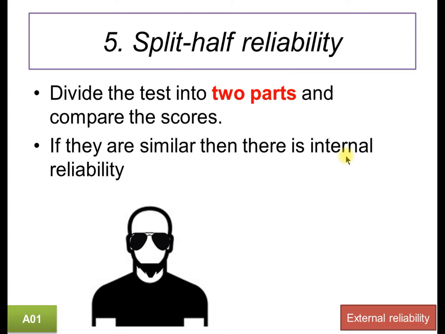Split-half reliability. We divide the test into 2 parts and compare the score. If they are similar, then there is internal reliability. So you take maybe the first half of a questionnaire, or an interview in this case, and the second part of the interview, and we try to compare the 2 parts. If the interview is about attitudes towards immigration, I choose immigration because it's a hot topic. If we're asking participants how they feel about immigration, if they are positive about immigration in the first part of the interview, we would also expect them to be positive in the second. And if they're not, maybe our interview questioning or our style is interfering with that.